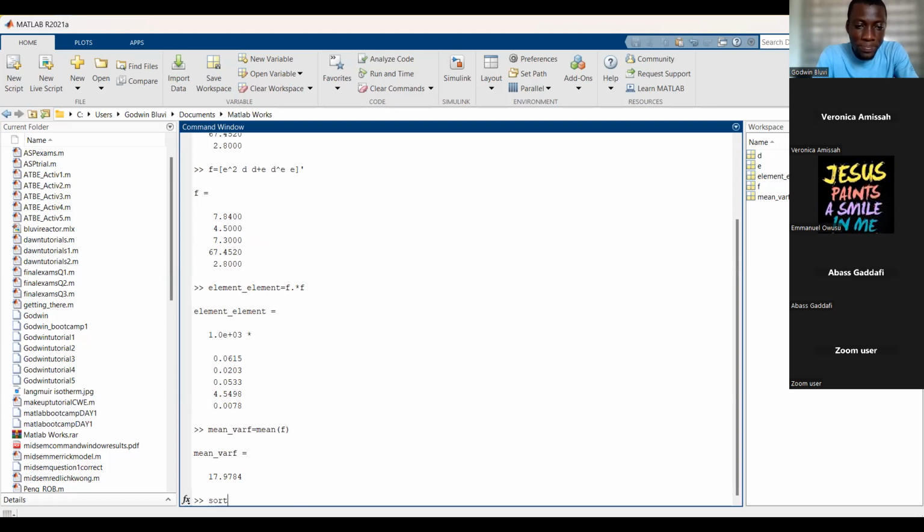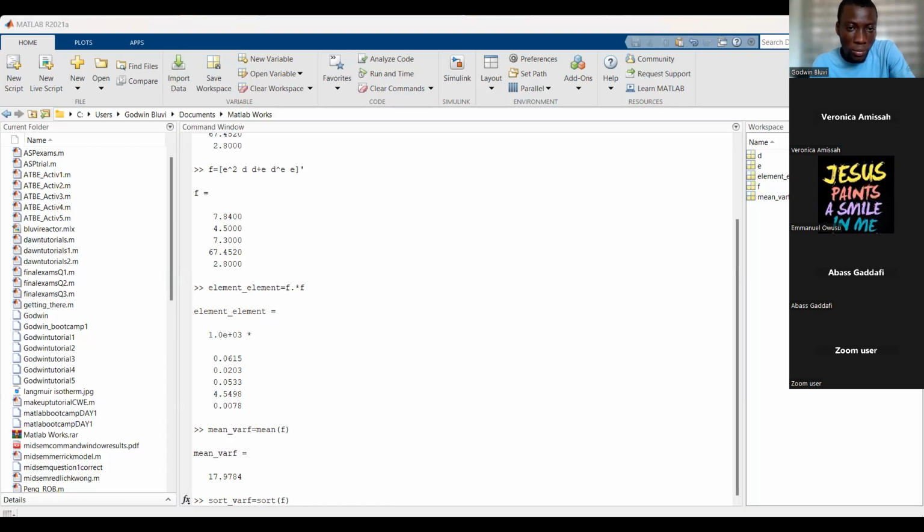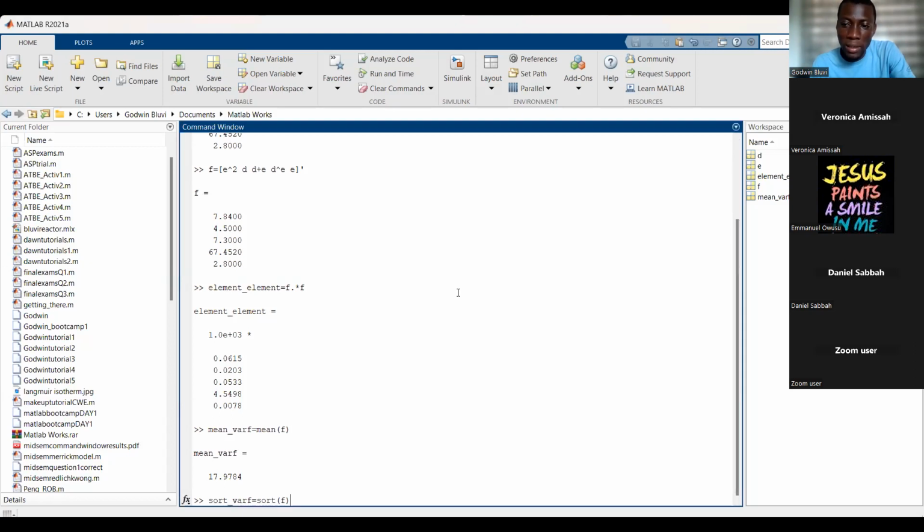Then the next one says sort the variable F. So sort means list it from lowest to highest. So sort open bracket F. Before you can do something like that, you need to know the built-in function. I said we will need to know the built-in function for the task that we are being asked to perform. Do we get it? All right.